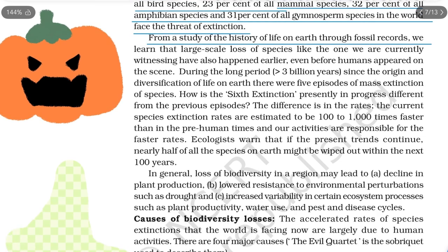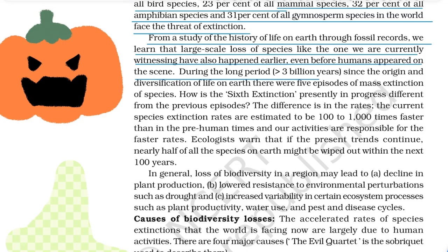From a study of the history of life on Earth through the fossil record, we learned that large-scale loss of species like the one we are currently witnessing has also happened earlier, even before humans appeared on the scene. During the long period of more than 3 billion years since the origin and diversification of life on Earth, there were 5 episodes of mass extinction of species.